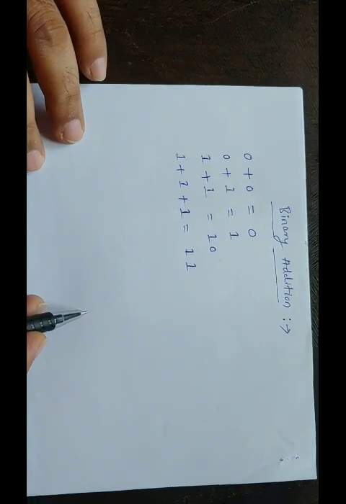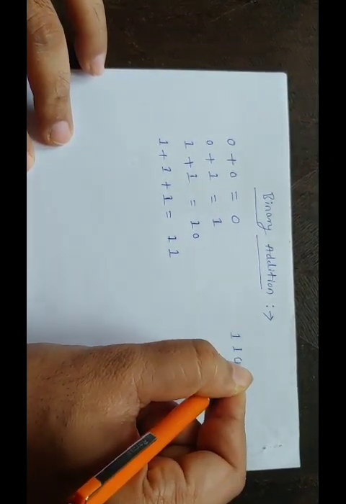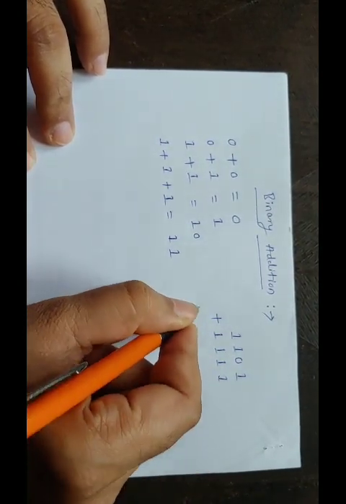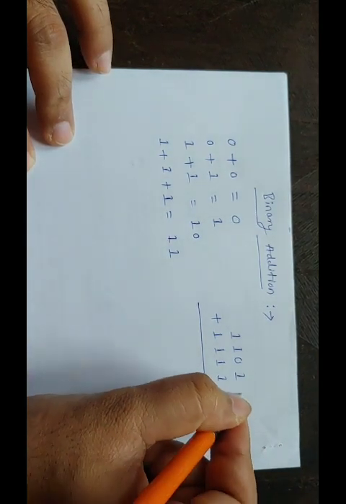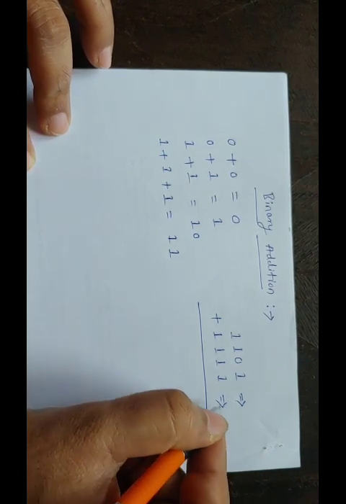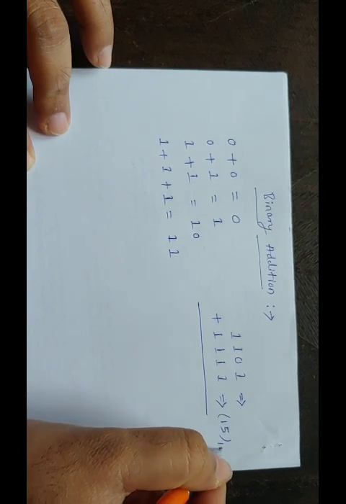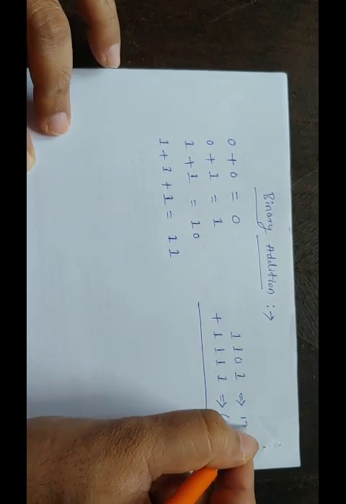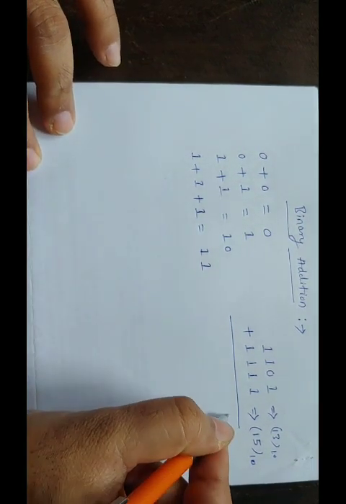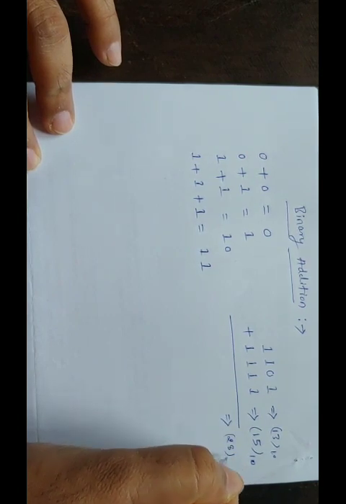So let us take an example: 1101, which has been added with 1111. So that means 1101, and 1111, four ones. This is nothing but your 15 in decimal number system. And this is nothing but 13 in decimal number system. So the answer you should get is 28. You should get a 28 after adding this.